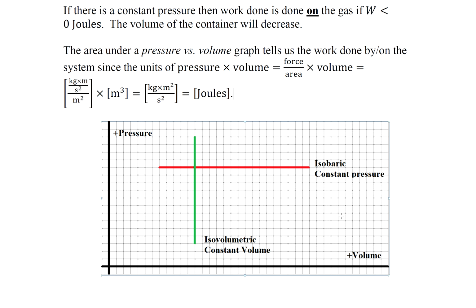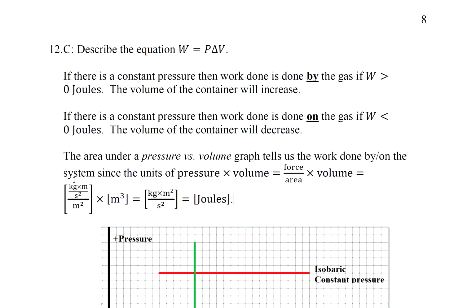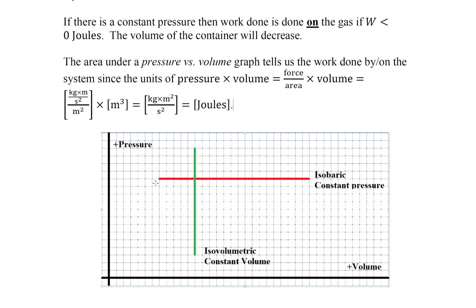So this is a pressure versus volume graph, and the volume will increase. Look at this red line here. That's constant pressure. We also call that isobaric.